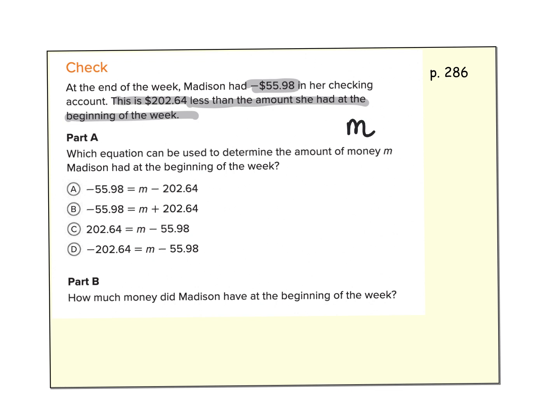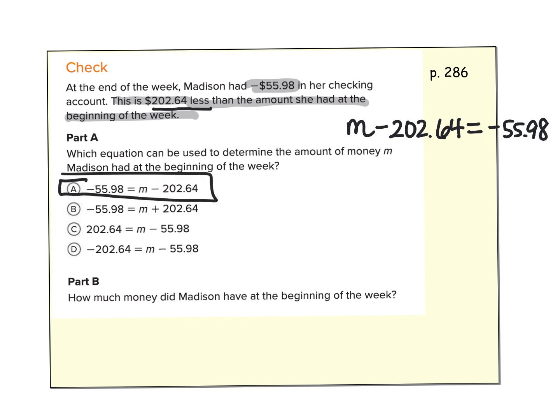Okay, and then it looks like $202.64 less than that. That would be like subtracting. So minus 202.64. And then she ended with, so that's going to be equal to negative 55.98. Now, they wrote it a little different than I did, so I'm just going to find that one. It looks like that matches up with A, because it's got what she started with, take away 202.64, and then equals that negative 55.98.